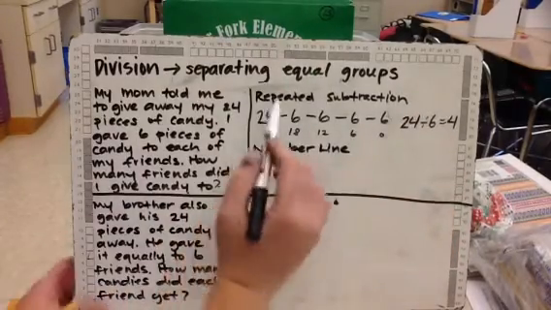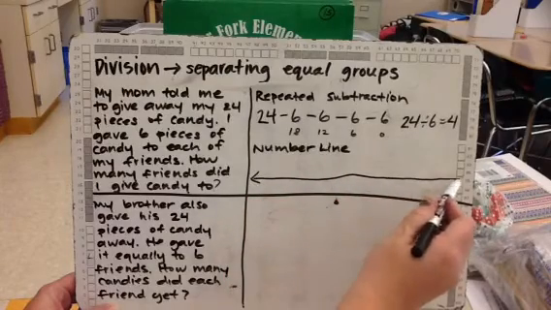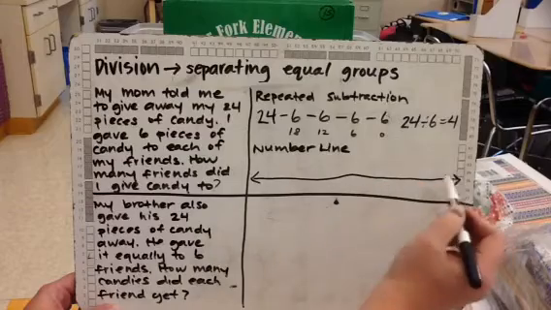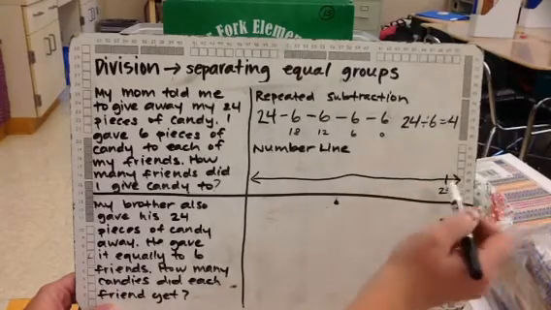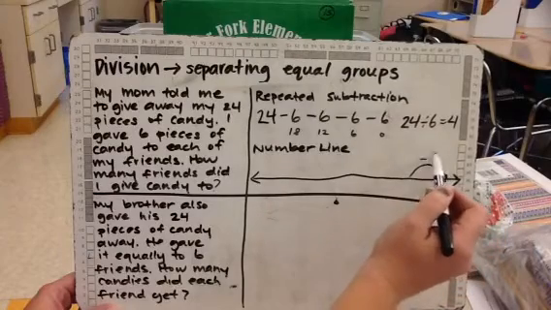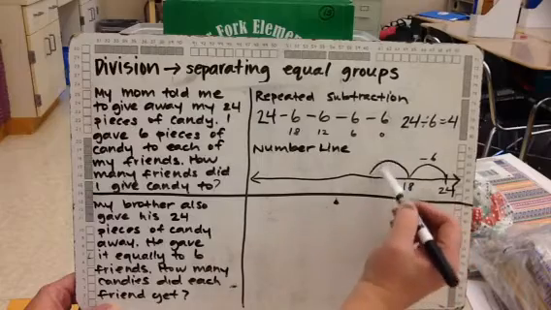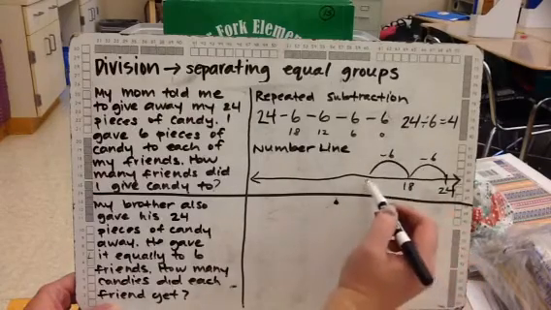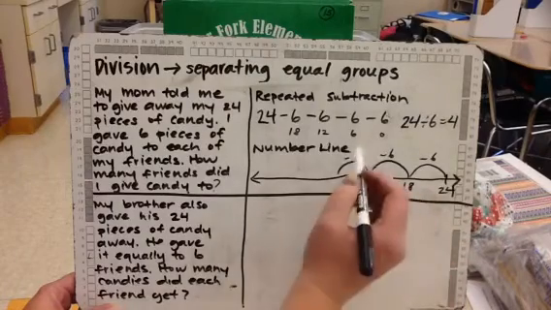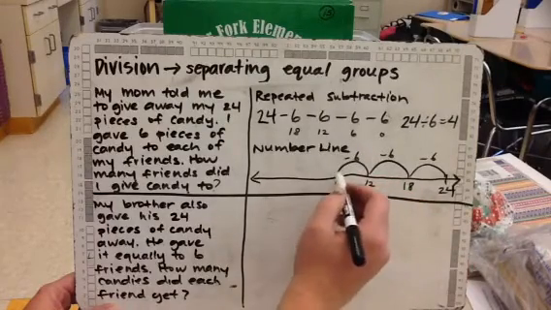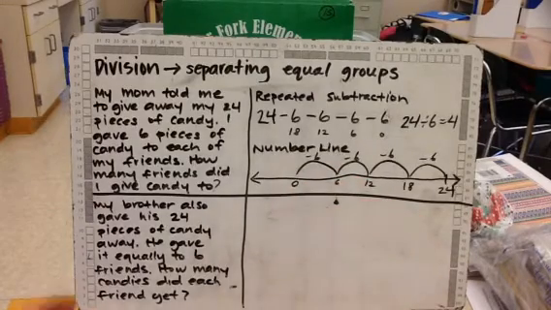Number line is very similar. So here I'm going to draw my number line. And since I'm subtracting, I'm hopping backwards. So I'm starting with my 24 pieces of candy. And I'm going to give away 6 of them. So now I have 18 candies. I'm going to give away another 6 candies. So now I have 12 left. Giving away another 6 candies, giving away in groups of 6. Now I have 6 left. And I'm giving away my last 6 pieces of candy.